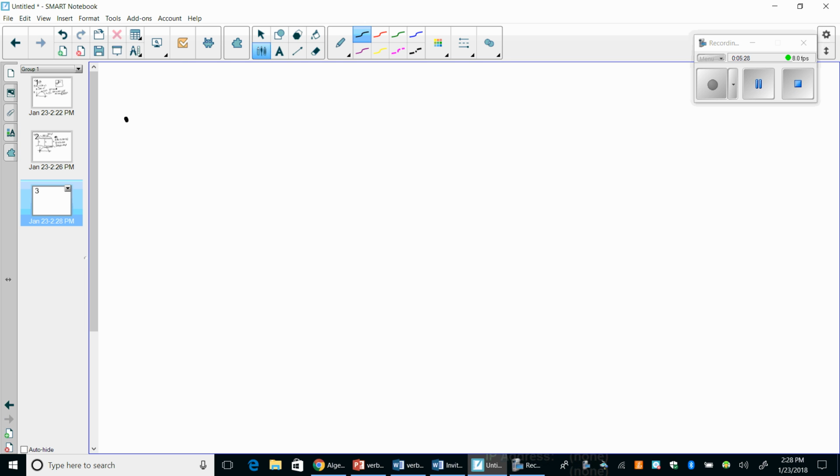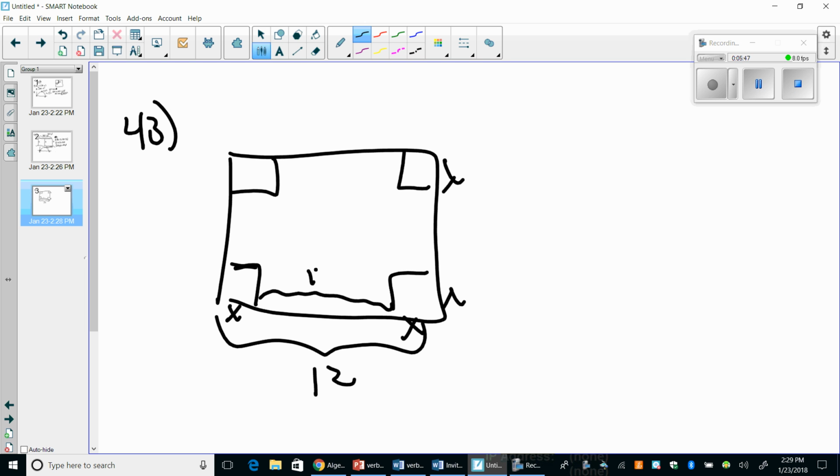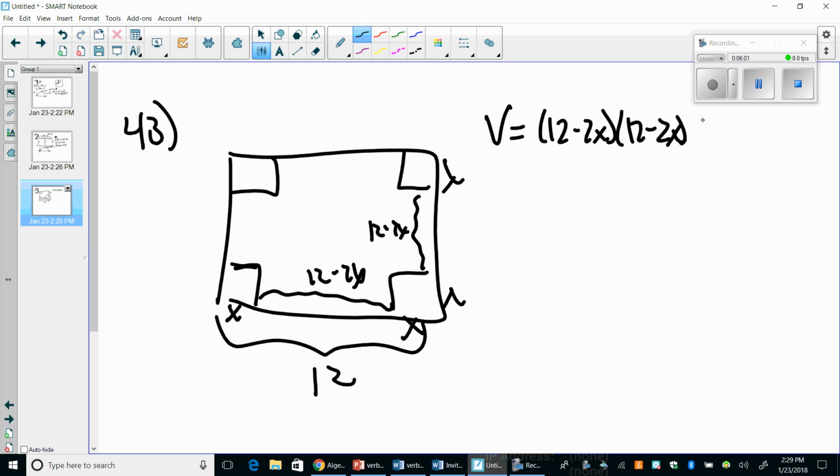In 43, you've got this box, and they want to cut out the corners and fold it up. When they do that, this was 12, but when you cut it off, this is x. So no longer is this length 12, it's only from here to here, which is 12 minus 2x. And from here to here is 12 minus 2x, and the height would be x. So the volume is going to be 12 minus 2x times 12 minus 2x times x. I'm taking x off both sides, so if it was 12, that'd be 12 minus 2x.